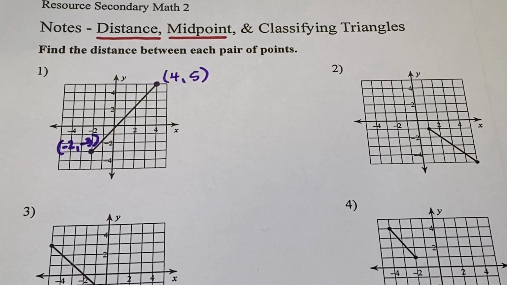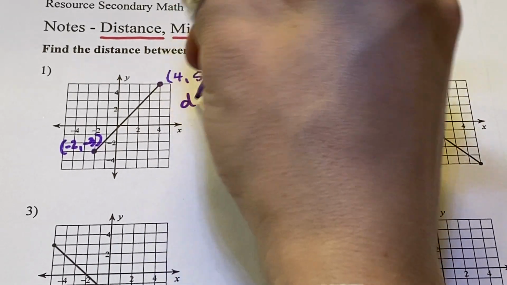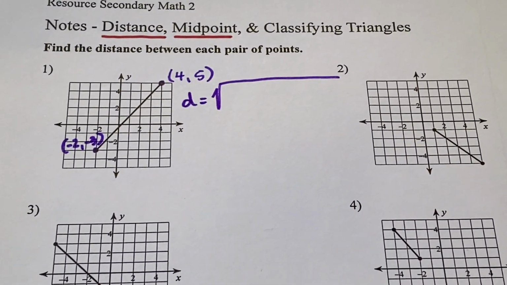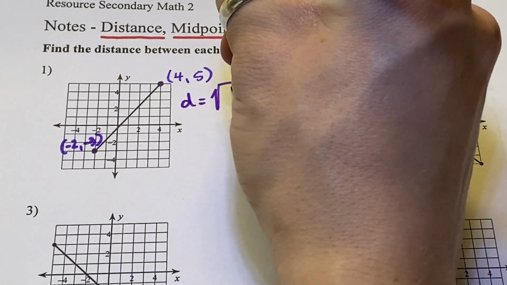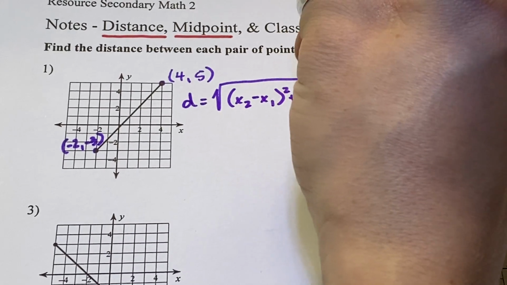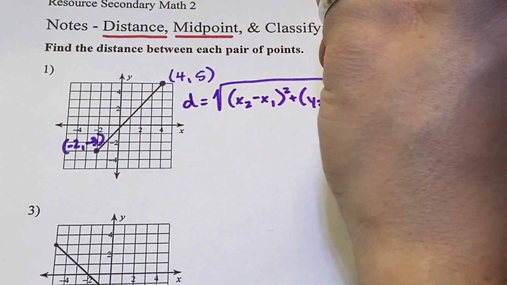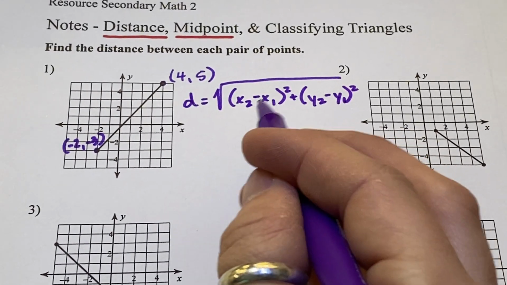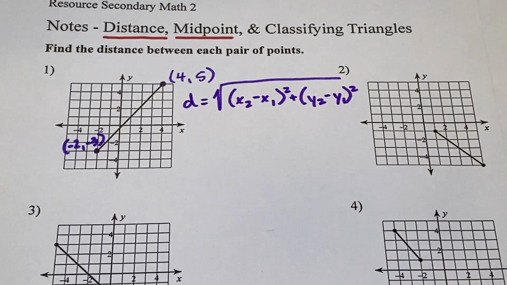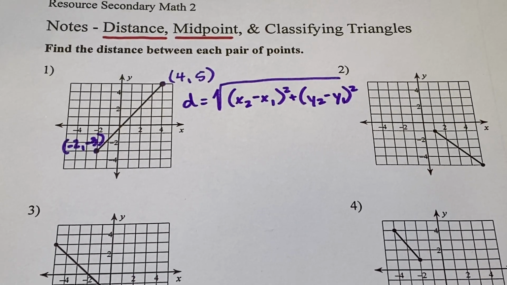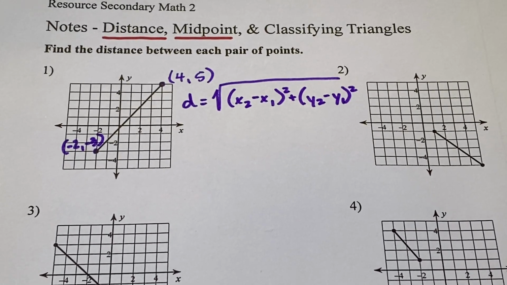We know our formula, so let's go ahead and just write it again so it's fresh in our brains. Remember, the better notes you have, the easier your test is. So we have x2 minus x1 squared plus y2 minus y1 squared. All we need to plug in are these x2s, x1s, y2s, y1s. All that really means is the second x coordinate, the first x coordinate, the second y coordinate, and the first y coordinate.